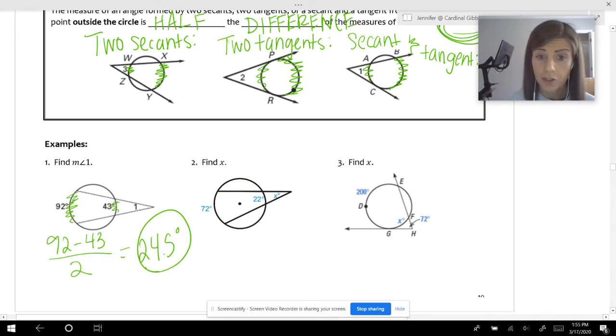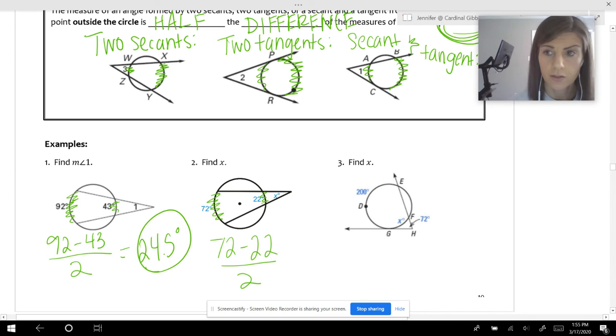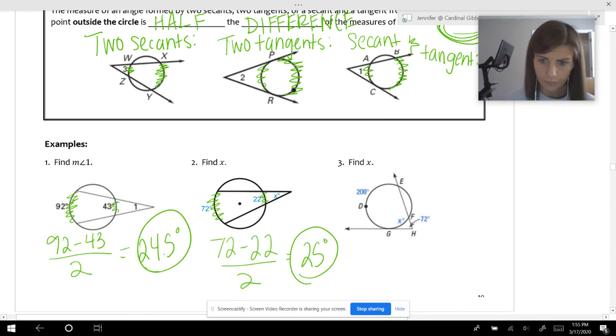Okay, number 2, so same thing. The angle is outside of the circle. So we're going to do 72 degrees minus 22 degrees divided by 2. So that would be 50 over 2, which is 25 degrees.